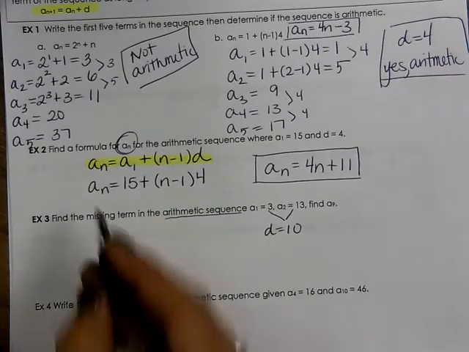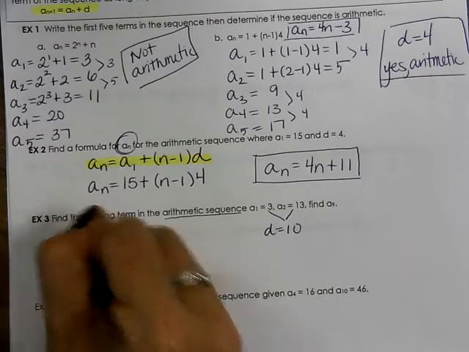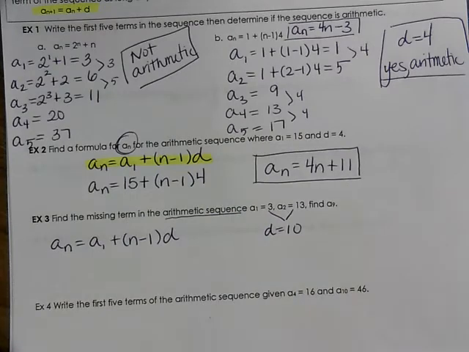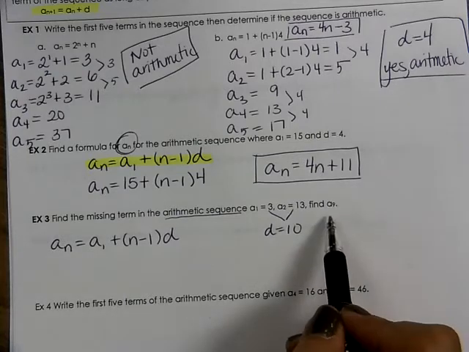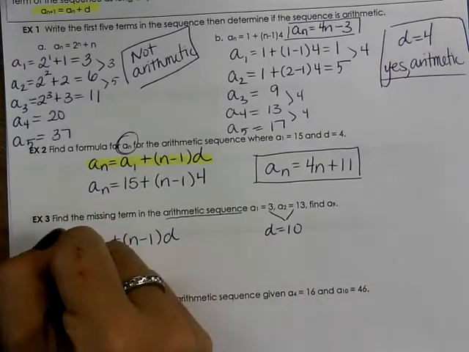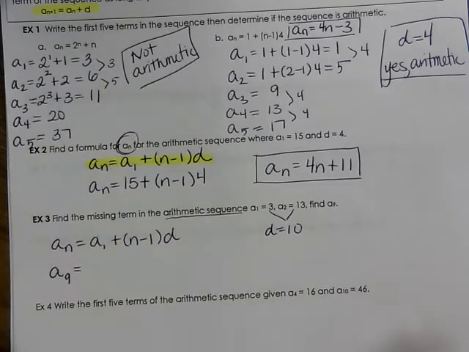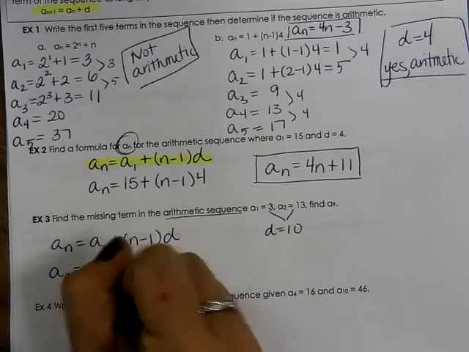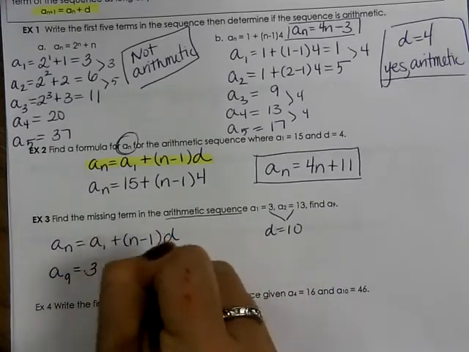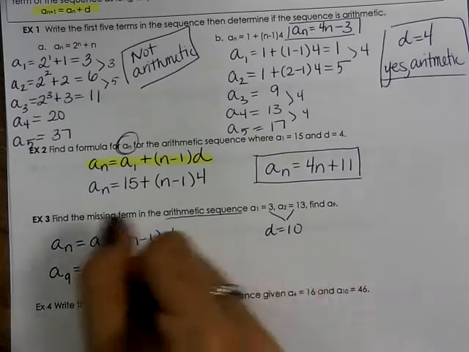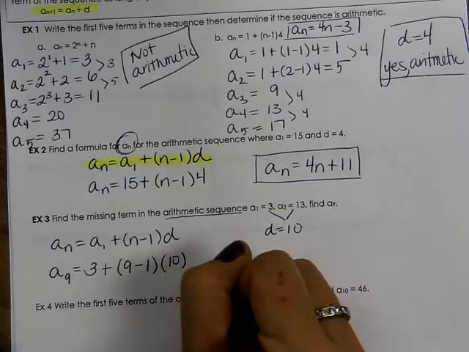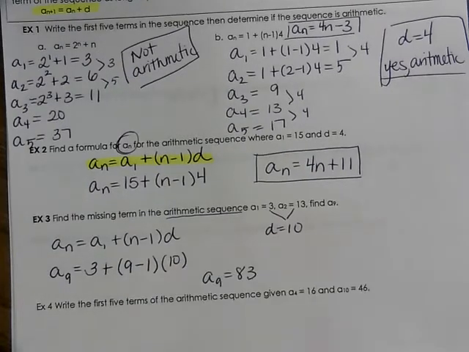Okay, so this formula, A sub n equals A sub 1 plus n minus 1 times D, will allow me to find any term within the sequence, right? I'm looking for the 9th term. So that means A sub n is now A sub 9. And then I just plug in my information. I have the first term, it's 3, plus, I'm looking for the 9th term, so n minus 1, I mean 9 minus 1, and then times that common difference of 10. So the 9th term here is 83.